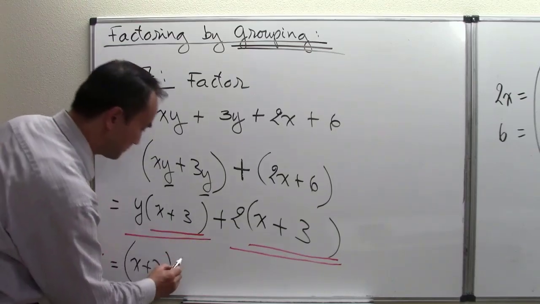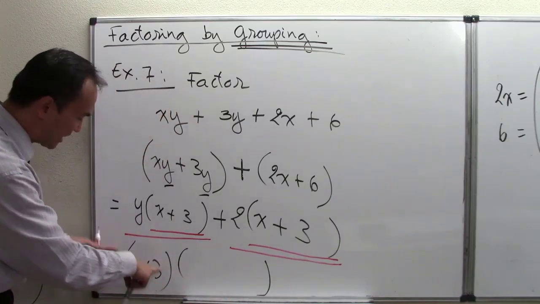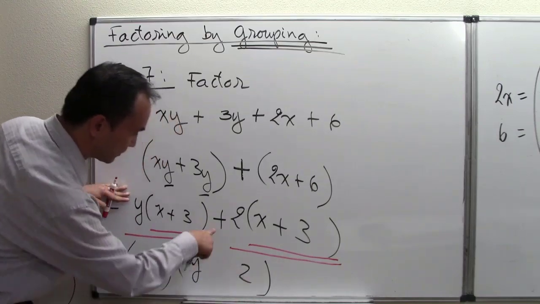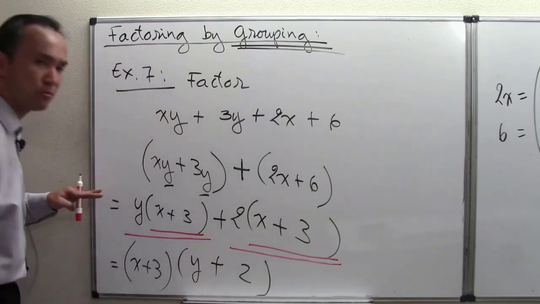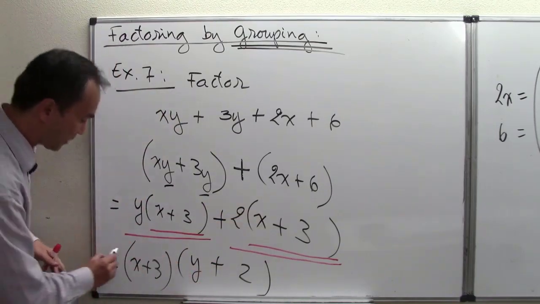After isolating out x plus 3, my GCF, what remains is just y and 2. That's y and that's 2. The sign connecting them is addition; the operation that connects the two terms right here is addition. So I have completely factored.